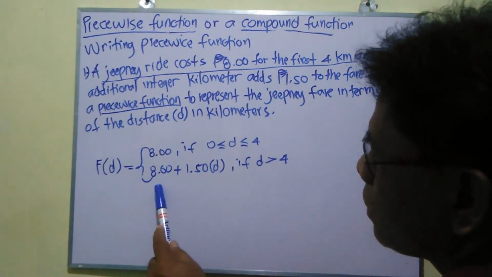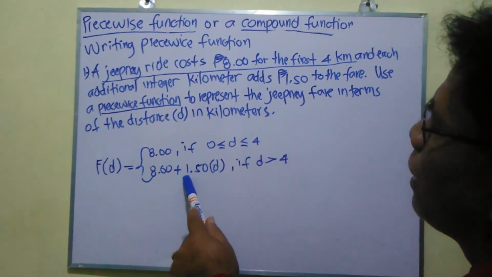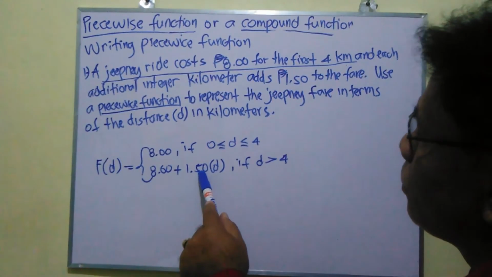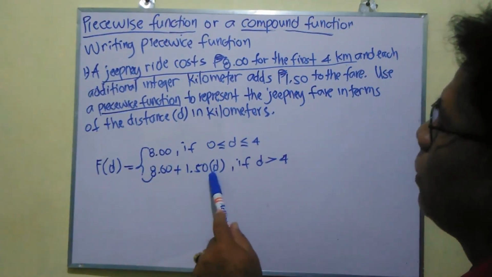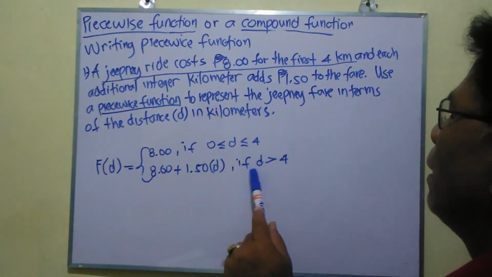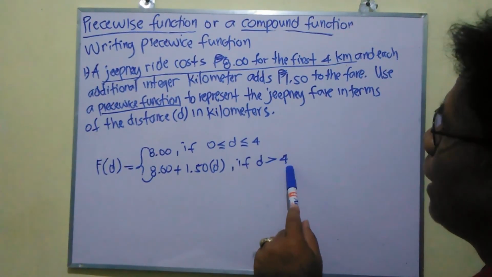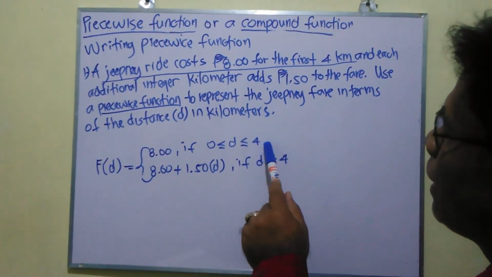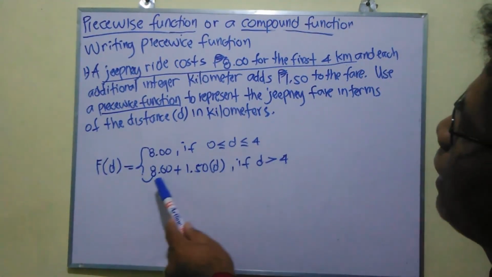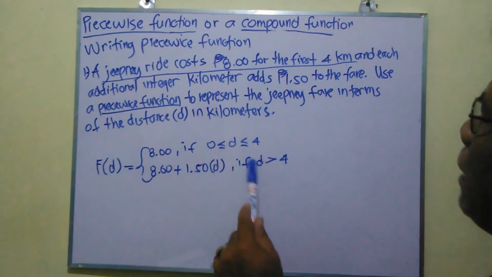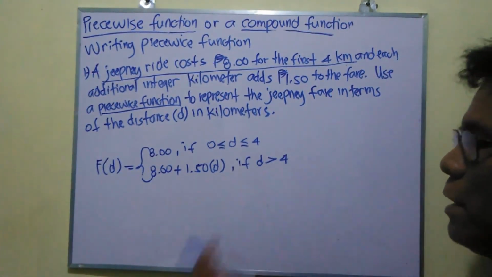So 8 pesos plus an additional 1 peso and 50 centavos times however much distance you travel. That is why our distance d here is greater than 4, because the first part only covers up to 4, so beyond 4, this is the fare. Okay, so this is how to write a piecewise function.